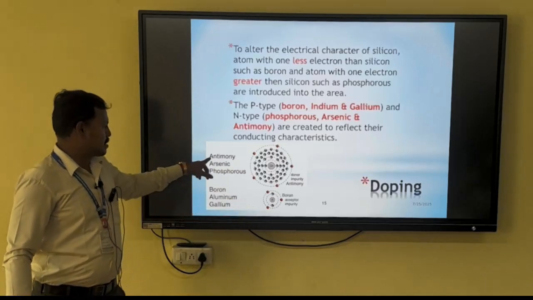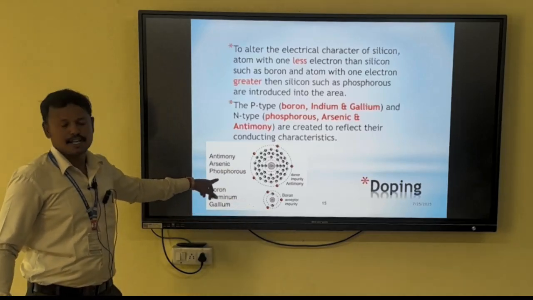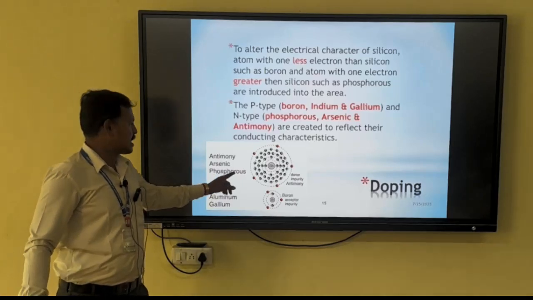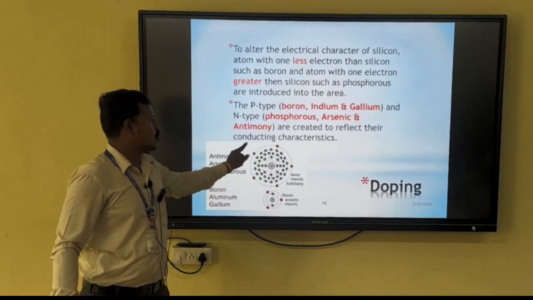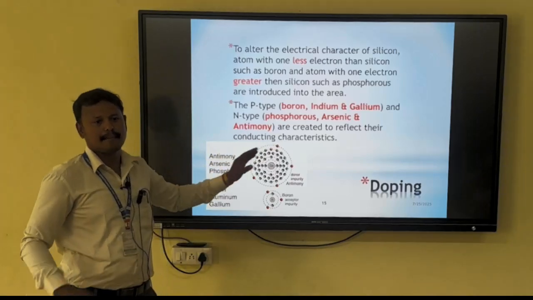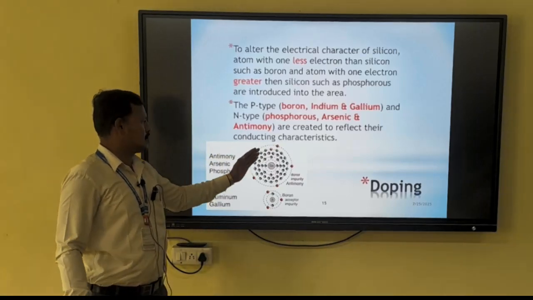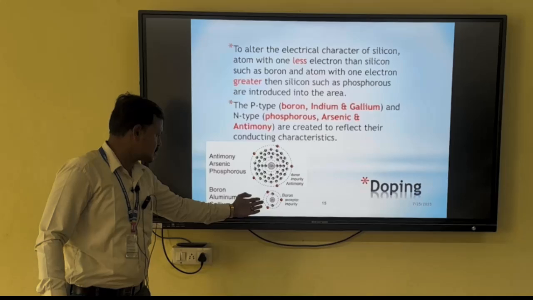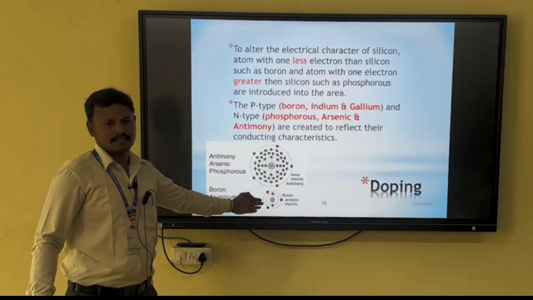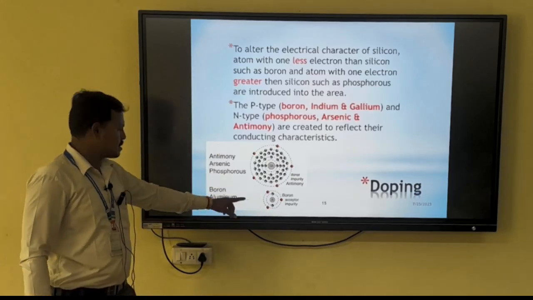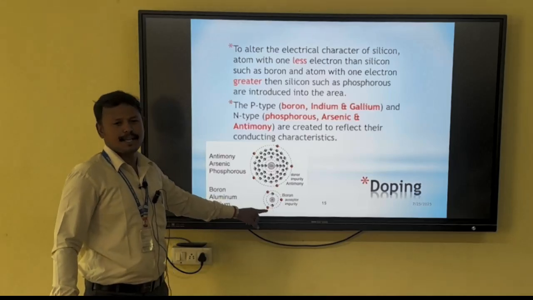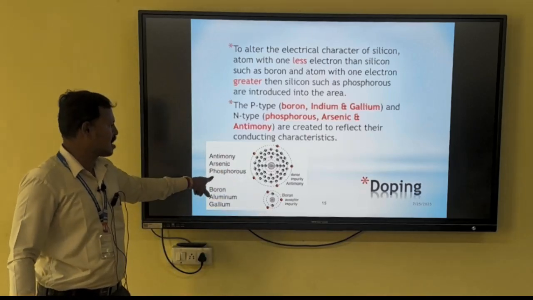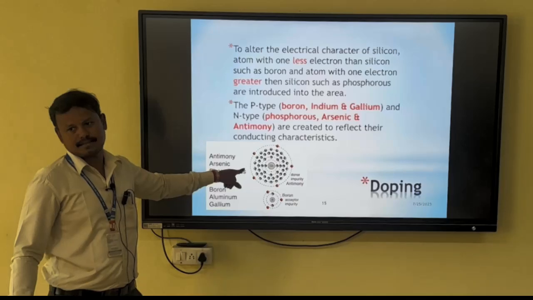Then antimony, arsenic, phosphorus: these atoms have 5 electrons, which is 1 more than silicon, while the earlier ones have 1 less than silicon. So this is a p-type impurity, and these are all n-type impurities.